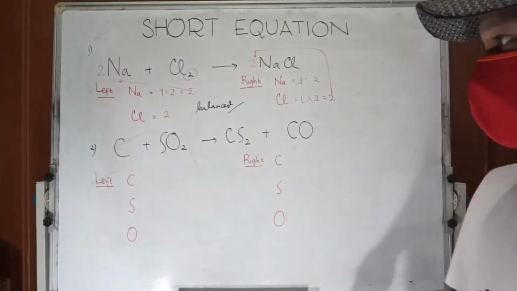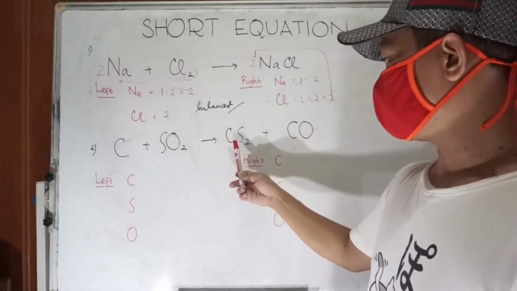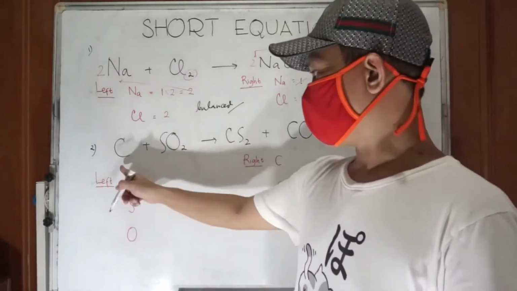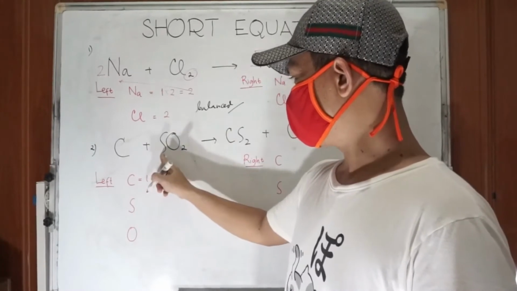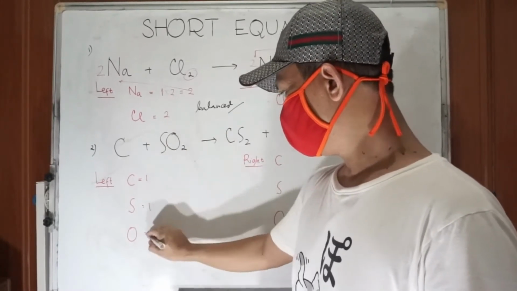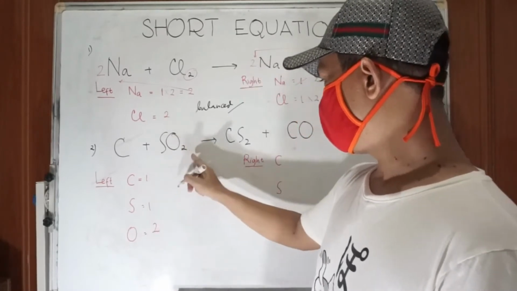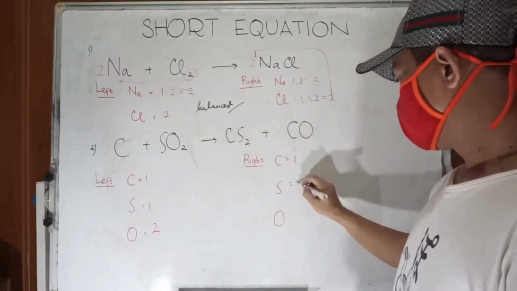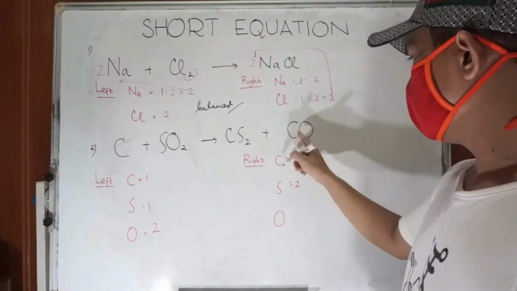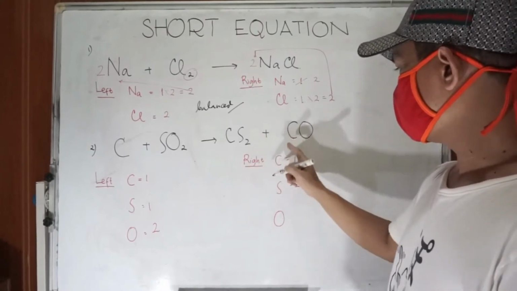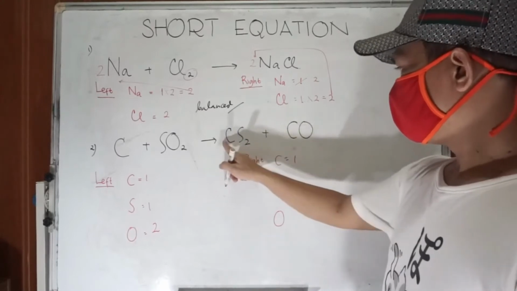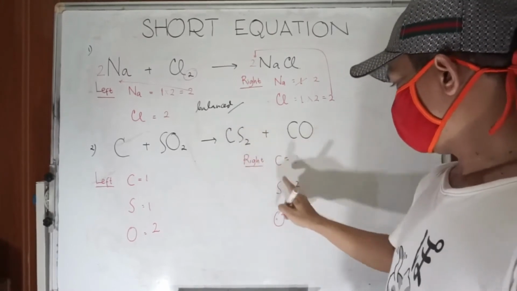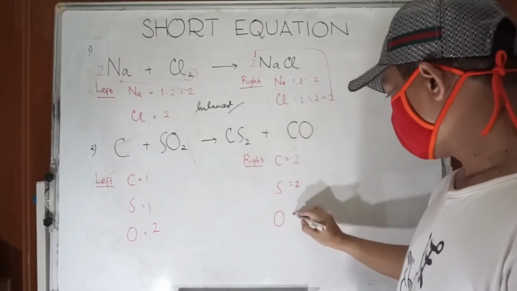To the next question. Carbon plus SO2 yield CS2 plus carbon monoxide. For the left side, C, carbon is 1, S is 1, oxygen 2. Okay, for the right side, for carbon there is 2, right? 1 plus 1. 1 carbon, 1 carbon, so it is 2, sorry. For S, 1 times 2, 2, and oxygen, 1 times 1 is 1.